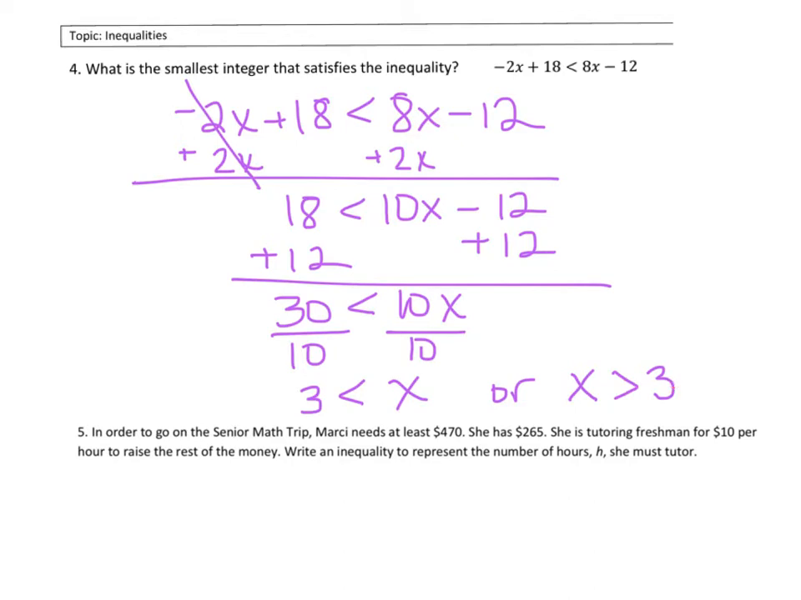Now, at that point, a lot of students think they're done. But notice that the question asks what is the smallest integer that satisfies the inequality. So, what is the smallest integer that is greater than 3? Think about our numbers that are greater than 3. Obviously, that starts with 4 and goes up from there. So 4 is the smallest integer bigger than 3.